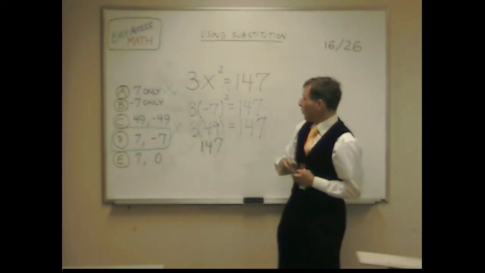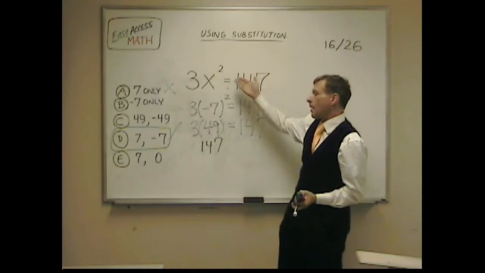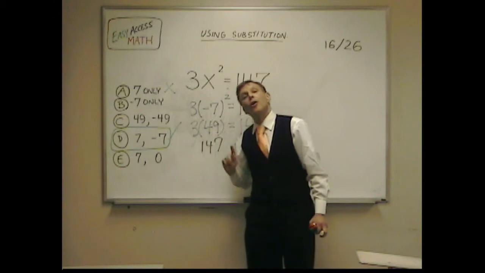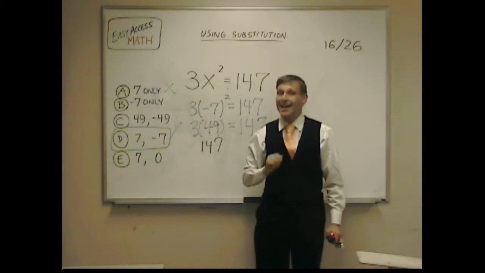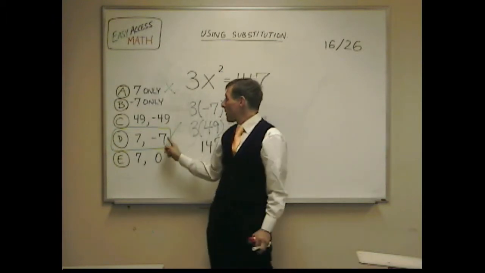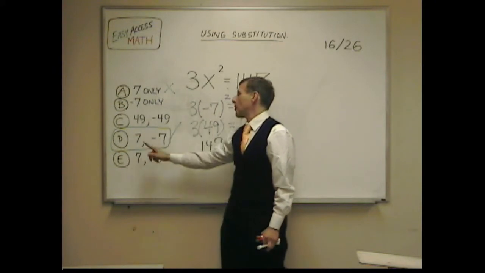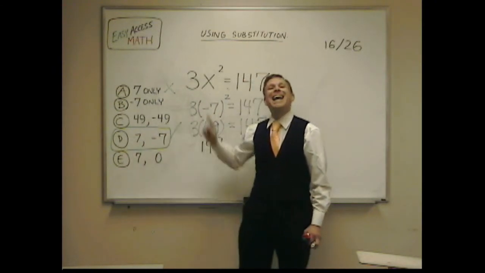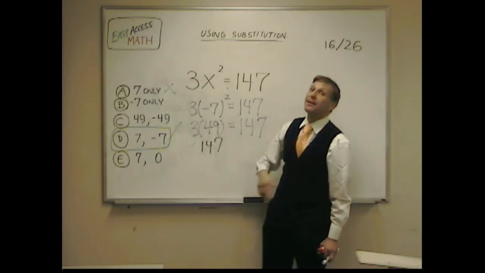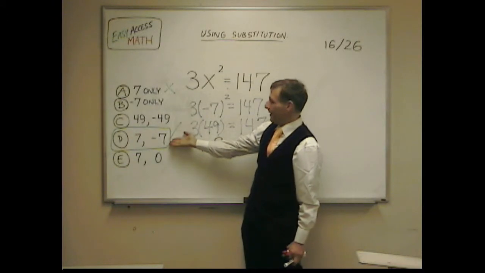And in this case, 0 wouldn't work. 0 squared is 0. 3 times 0 is 0. It would not be 147. So 7 and 0 doesn't work. If you do pick one with two solutions, both solutions must fit. And in this problem, 7 works, and negative 7 also works, because when you square negative 7, it turns positive. There are two solutions. The answer is D.